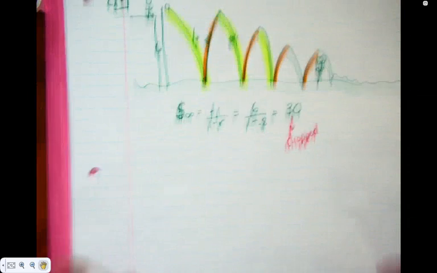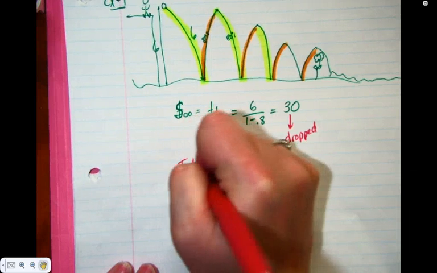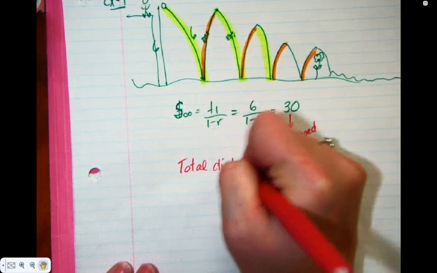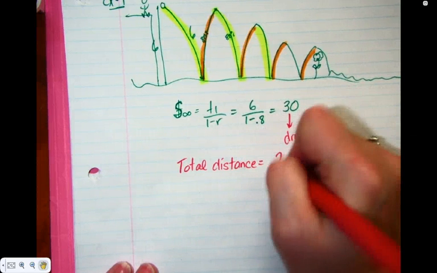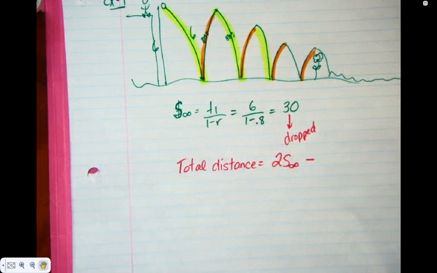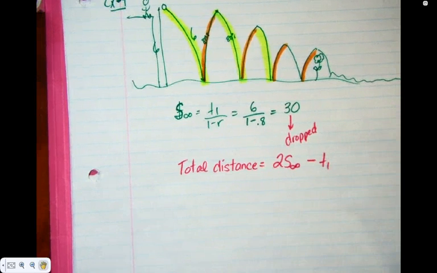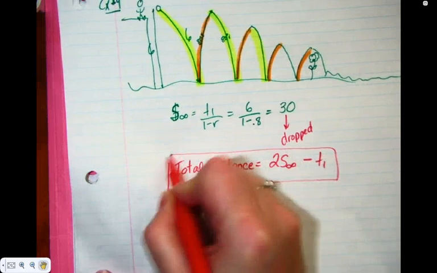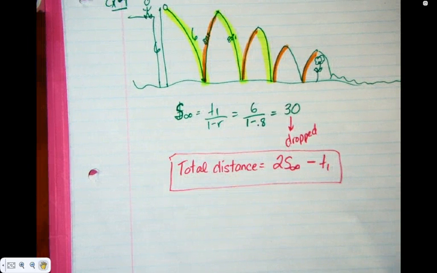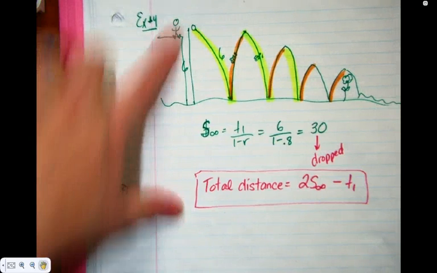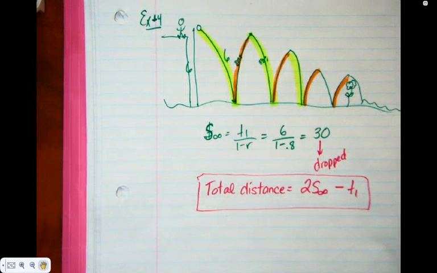Bouncing ball questions are always going to work this way. The total distance is going to be twice the sum to infinity, which would double all of the terms. So what am I going to subtract off? T1. That's the trick with bouncing balls, because it goes up and it comes down. It's always going to be twice the sum to infinity minus T1, because we don't need to go up for the first one. It starts at the top. So anytime you come to a question that's about a bouncing ball, that's the little formula you're going to have to use.